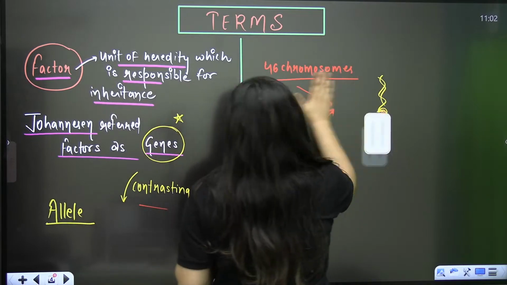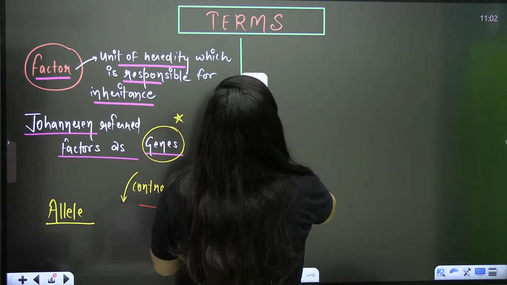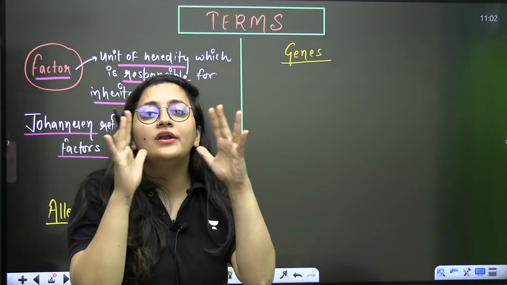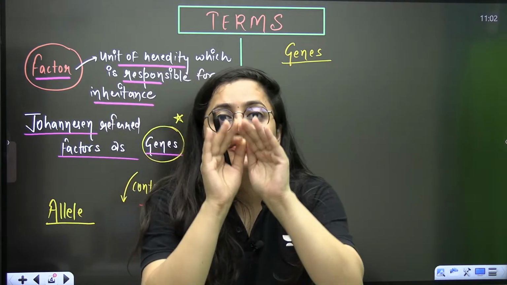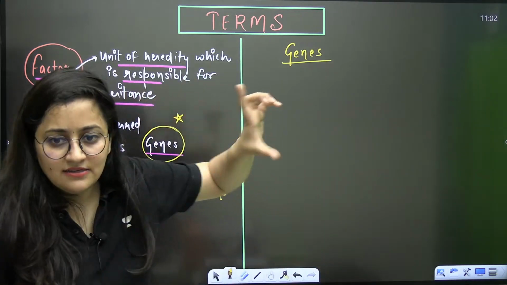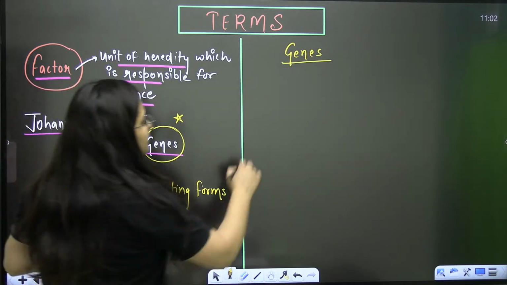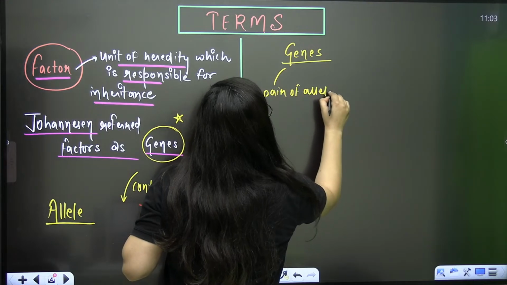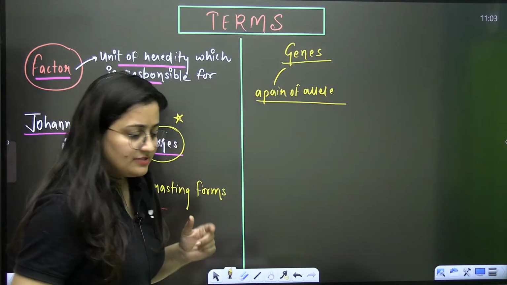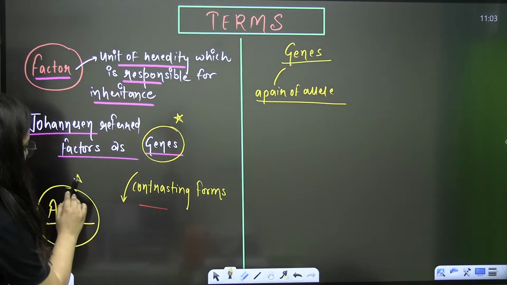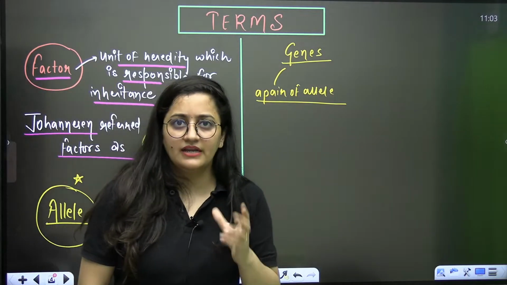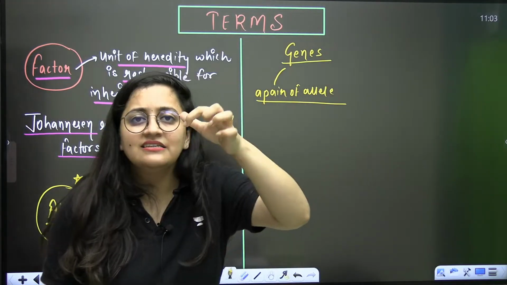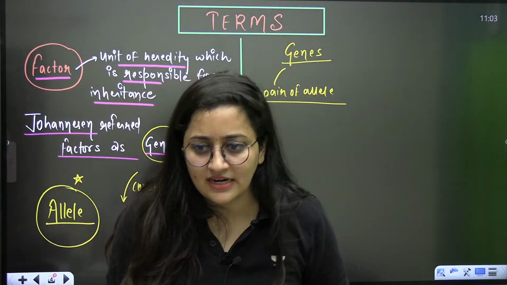So when we discuss alleles, what are alleles? Alleles are the contrasting forms of a character. Your gene is present as a pair of alleles. Let me explain it. Let's say there is one particular gene present on DNA, and some mutations, some sudden changes, occur in that gene.